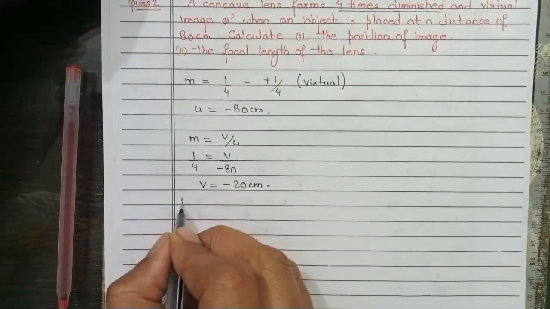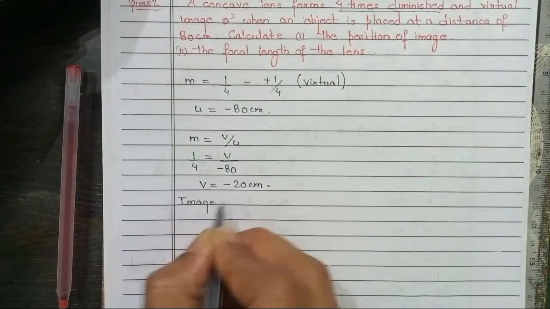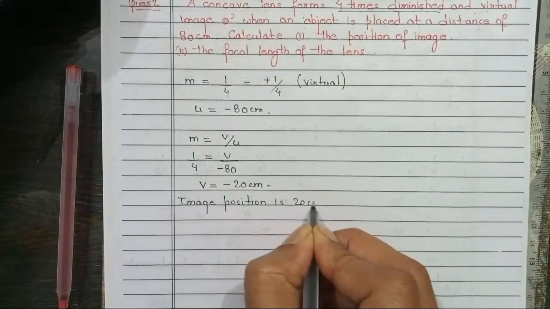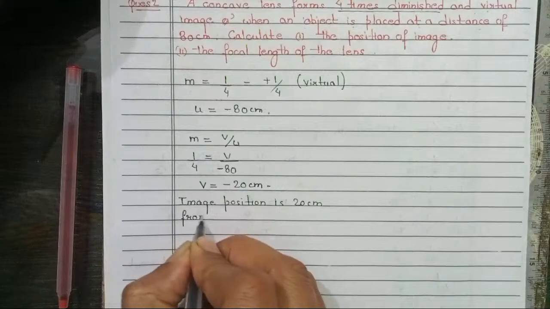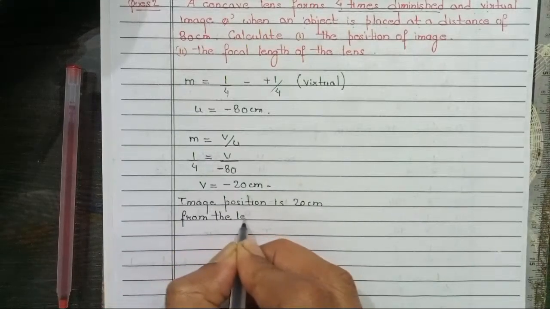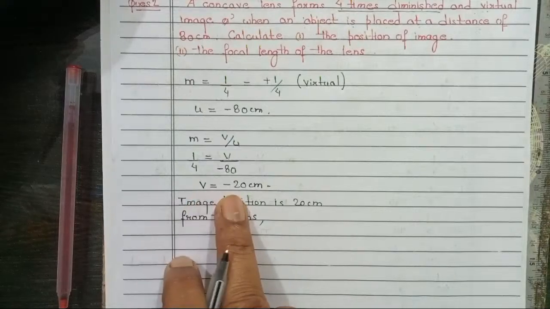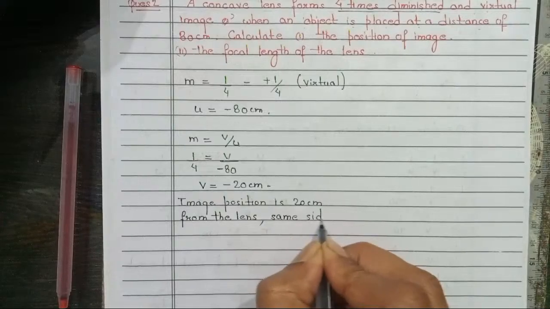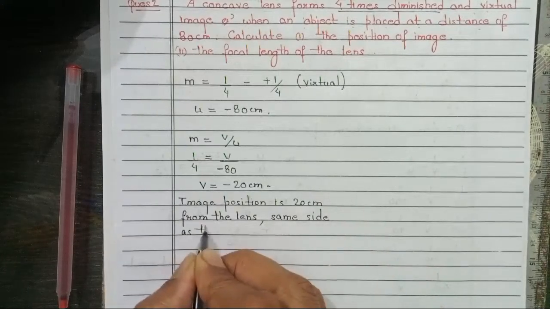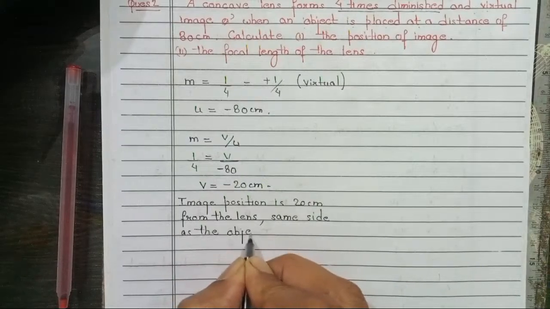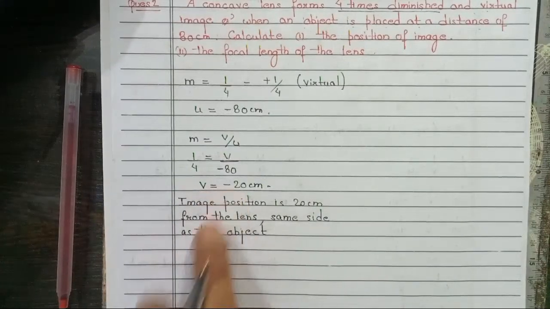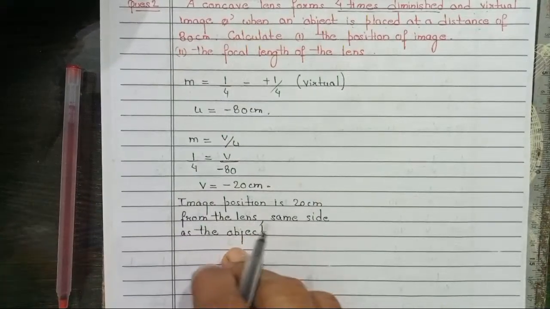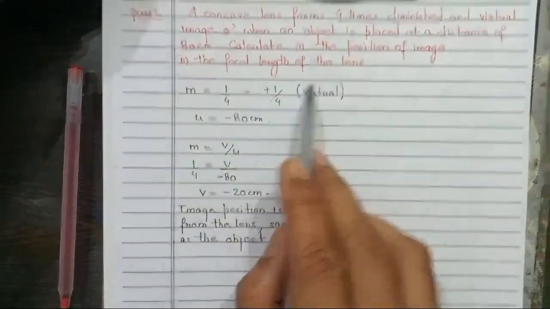So you will write image position is 20 centimeter from the lens, and as we have got v with negative sign, so you will say same side as the object. So remember, whenever you get v negative, you will write the statement that it is on the same side as the object. Second part, we need to calculate the focal length.